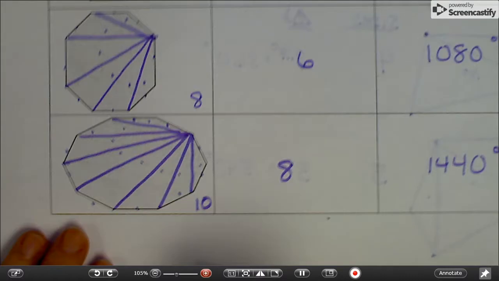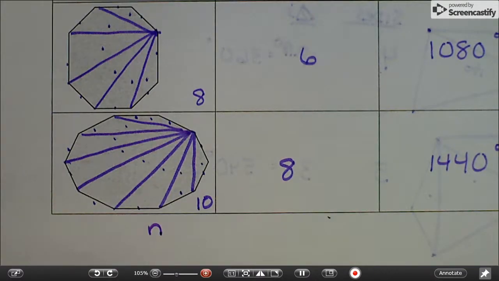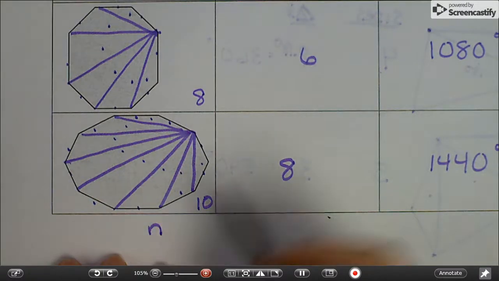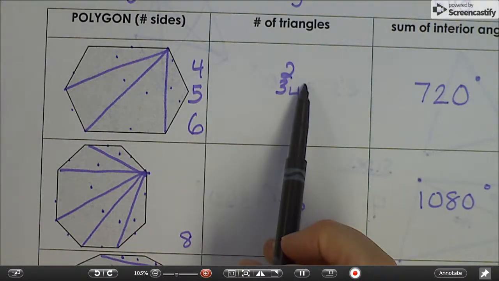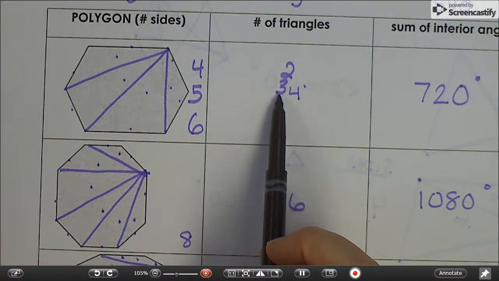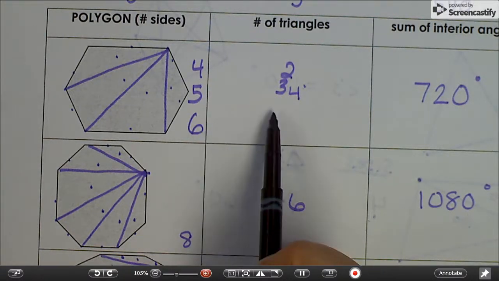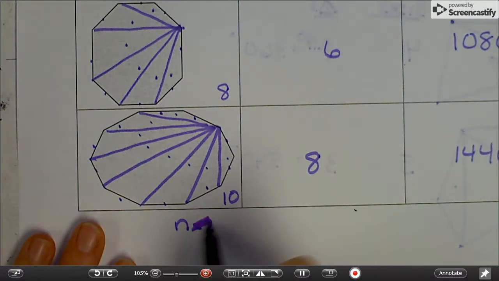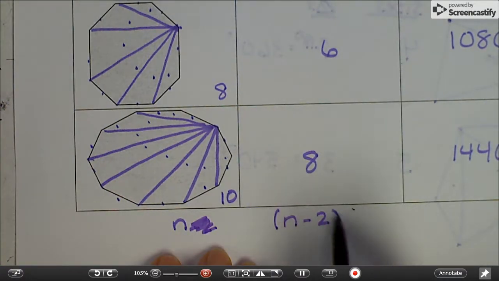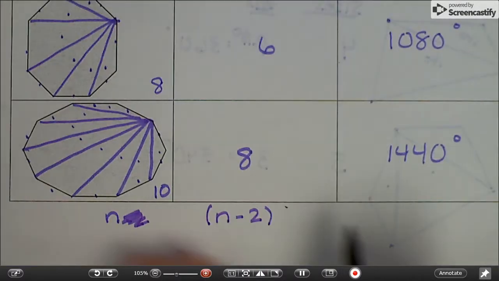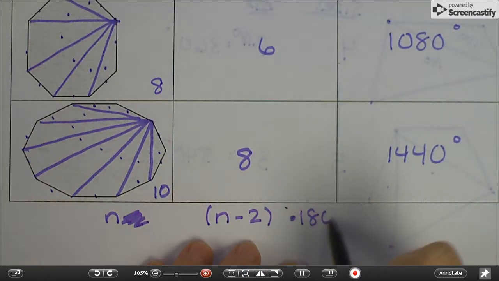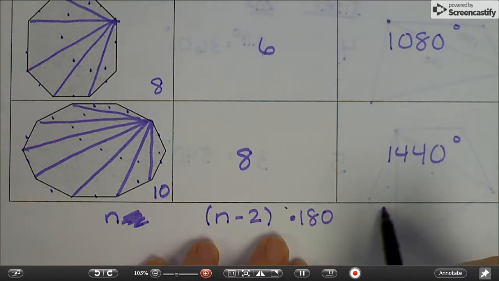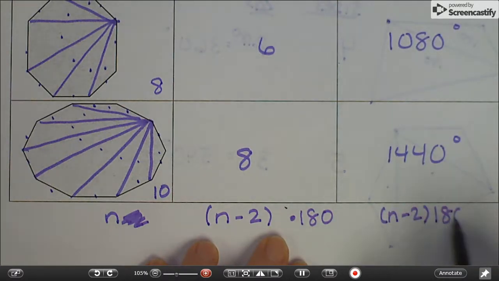All right. So what if we didn't know the number of sides? This number of sides was called n. What do you think we need to do to that n to give us the number of triangles? We had 4 sides, 2 triangles. 5 sides, 3 triangles. 6 sides, 4 triangles. 8, 6, 10, 8. We just subtracted 2. So if it has n sides, then there's n minus 2 triangles. And each triangle has 180 degrees. So the formula for the sum of the interior angles is n minus 2 times 180.